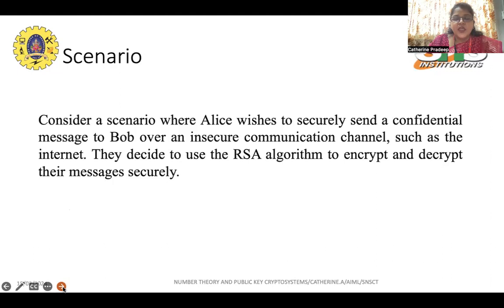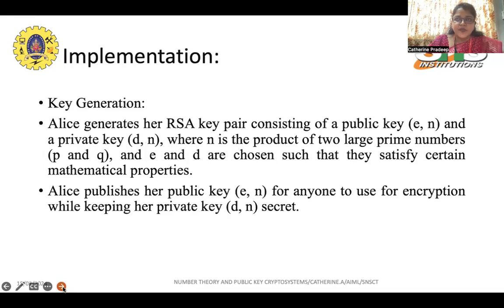Here we can take a scenario where Alice wishes to securely send a confidential message to Bob over an insecure communication channel such as the internet. They decide to use the RSA algorithm to encrypt and decrypt their messages securely. So we shall see how they are using this RSA algorithm. The implementation part involves key generation.